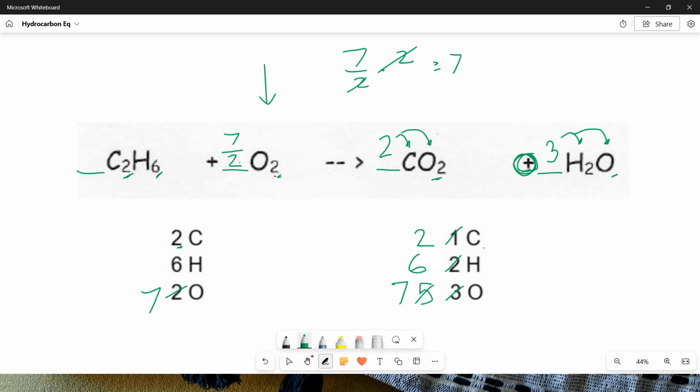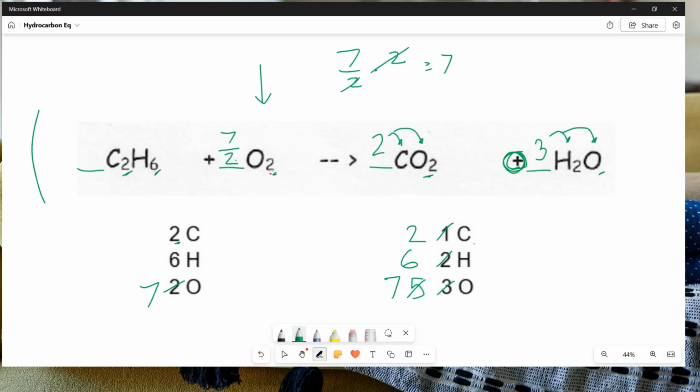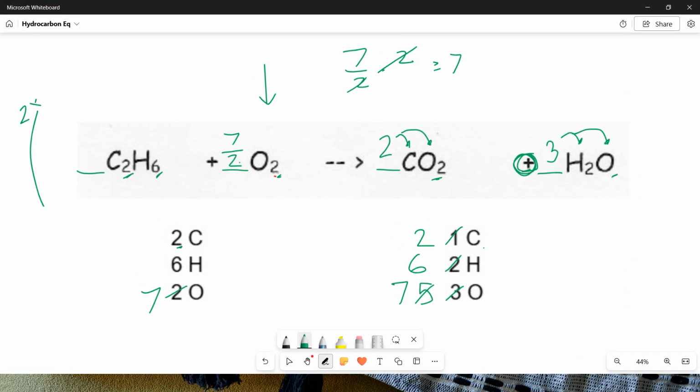But I don't usually like my students to leave fractions in the chemical equation. So to get rid of the fraction, we're going to multiply the entire equation by 2. And if I do that, that puts a 2 in front of the C2H6. The 2's will divide out, and I now have a 7 in front of the oxygen. 2 times 2 will give me a 4 in front of the carbon dioxide, and 2 times 3 is going to give me a 6 in front of the water.